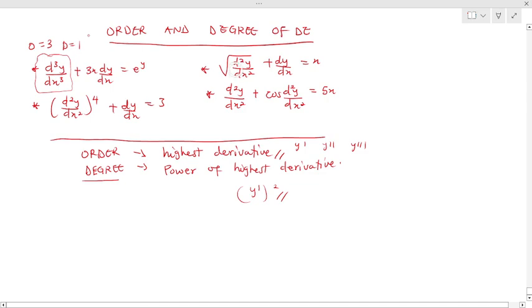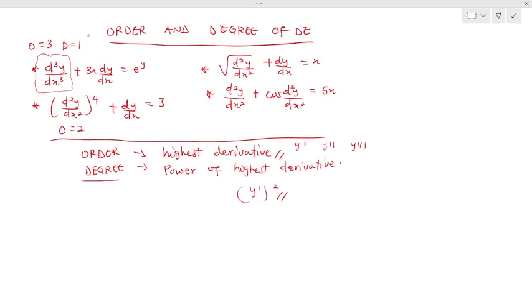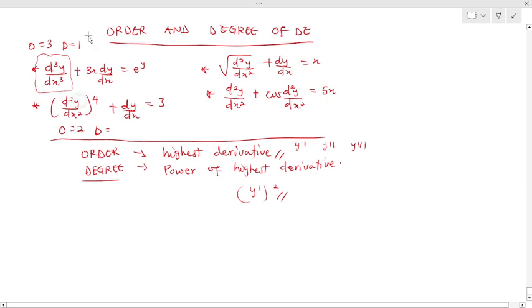Let me go to the second one. When I come to this example, I have d squared y over dx squared all to the power 4 plus dy over dx is equal to 3. In this particular example, you realize that the highest derivative I can see is d squared y. So the order is 2. I have dy over dx, which is the first order, but the highest is d squared y over dx squared. The degree is the power to which this is raised, and obviously you can see it's 4. So degree is 4.